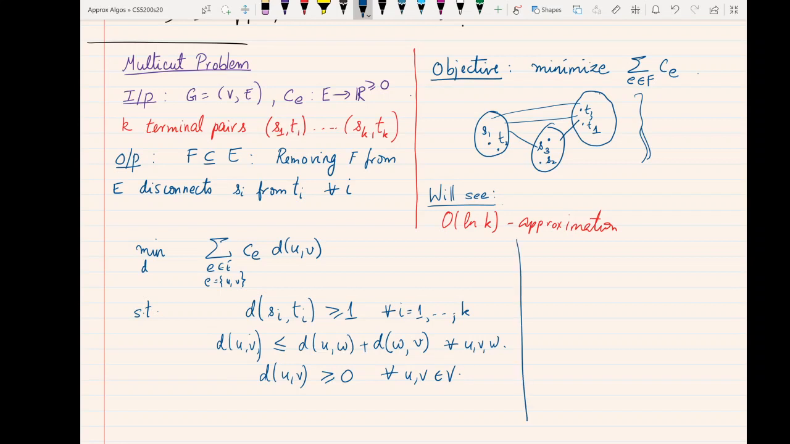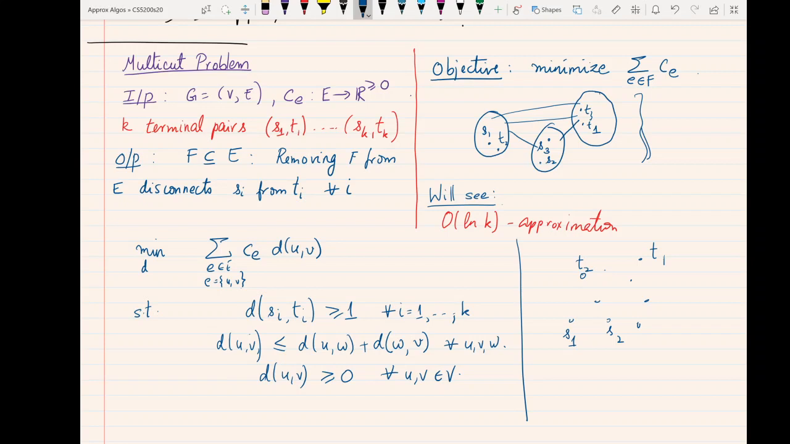Now, what does a solution to this LP look like? Well, you should just think of it again as before as points with some distances between them. In the previous one, the S_i and S_j were far apart. They had distance at least one. Here, say S1 and S2 can be close together, but S1 should be far from T1 and S2 should be far from T2.